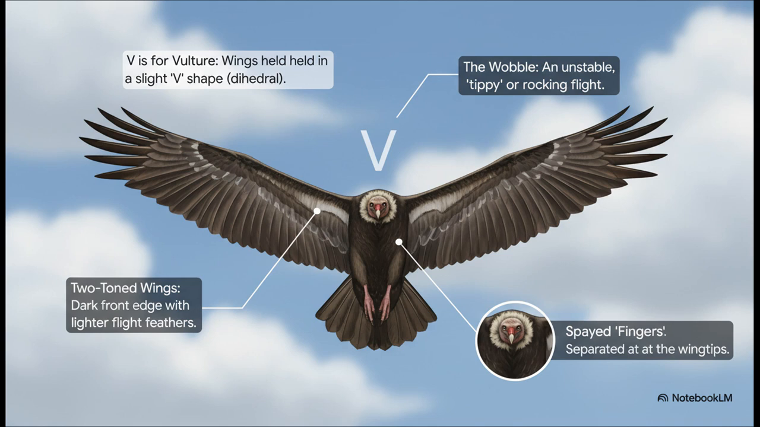First, just remember V is for vulture. They hold their wings up in a shallow V shape, not flat like a hawk or an eagle. Second, and this is the big one, look for the wobble. They're kind of unstable, rocking and tipping from side to side. Eagles and hawks are rock steady. Also, look for those two-toned wings and the splayed fingers at their wingtips.